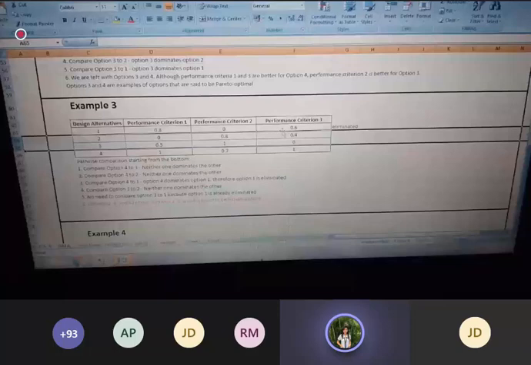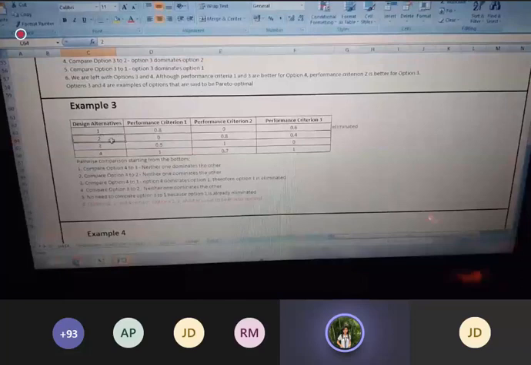Okay, so no need to compare 3 to 1 because 1 is already eliminated. So the remaining, option 2, 3, and 4, are said to be Pareto optimal or Pareto set.